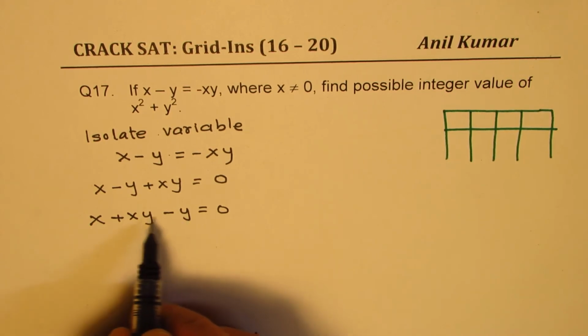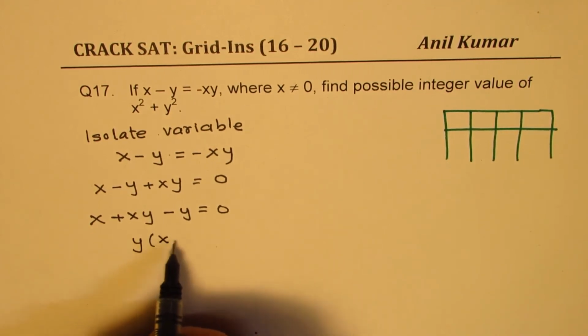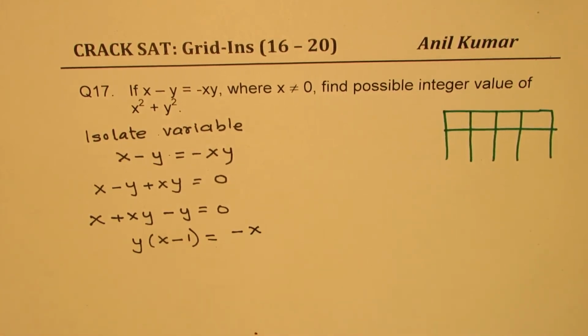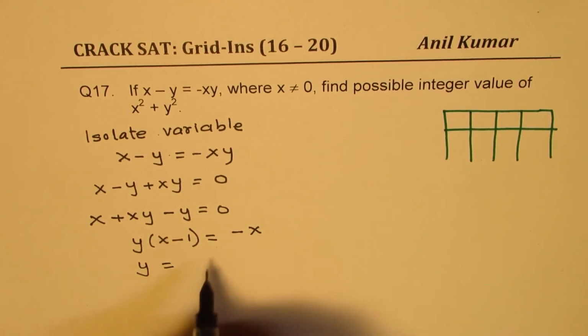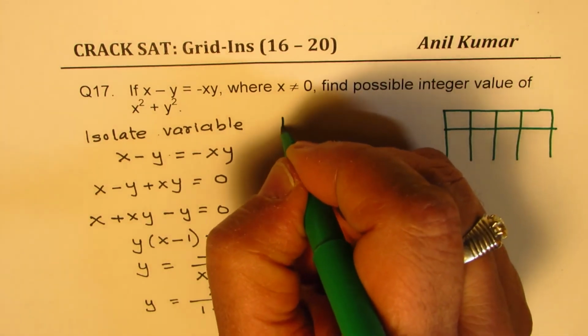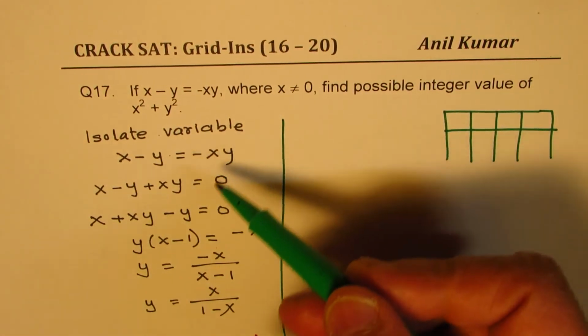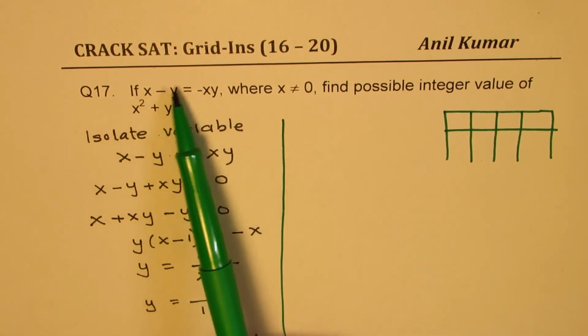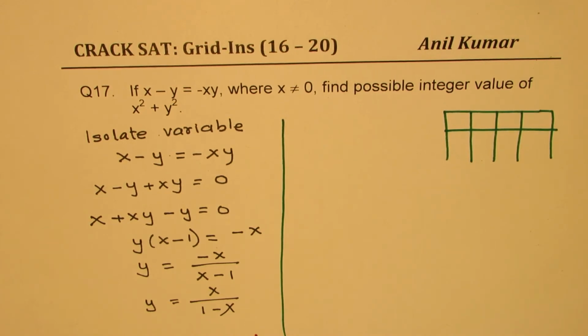So we can take y common here, right? We get x times y minus 1 equals, we can take this x to the other side, so minus x, correct? Or y is equal to minus x over x minus 1. Well, you could also write this as y equals x over 1 minus x, correct? Now, we did isolate y in a very long way. Now, in the test, you could always do some shortcuts. You could have brought this y to the other side, right? And then do the same calculation. You're getting the idea.